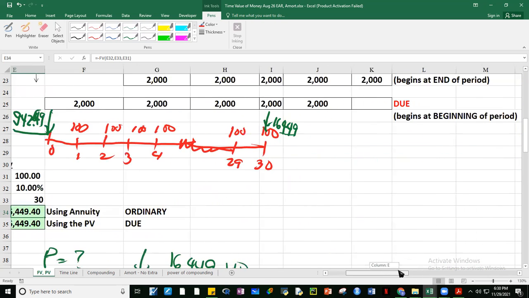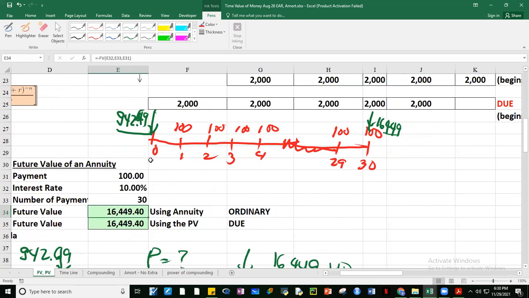16449.4. So ang ibig sabihin yan guys, if you take a look at this diagram, ito yung 100 for 30 years, okay, at 10% interest, pareho lang yan sa 942.69, pareho lang yan sa 16449. So we are indifferent to choosing this one, 942, or choosing the 100 annuity or 16449. They are equivalent cash flows. So we can compute for 100 if we know 16449, or we can compute 16449 if we know 100.